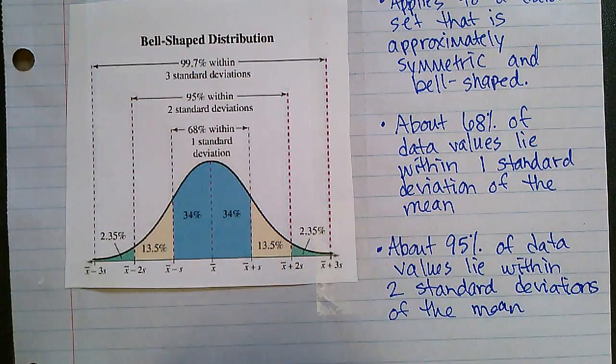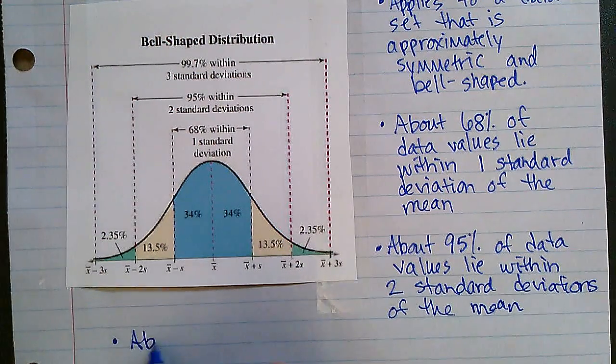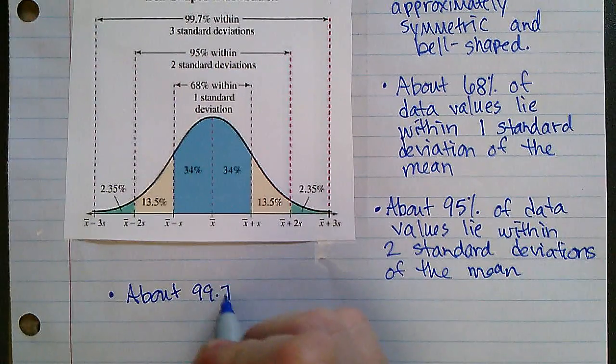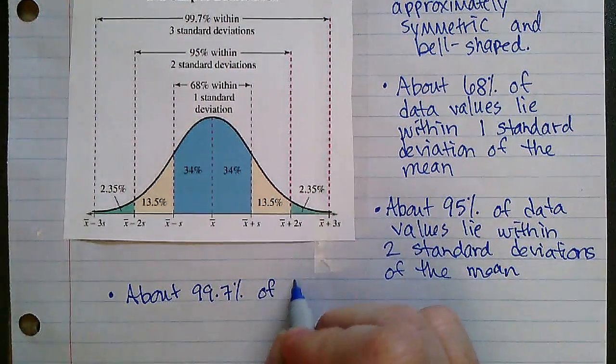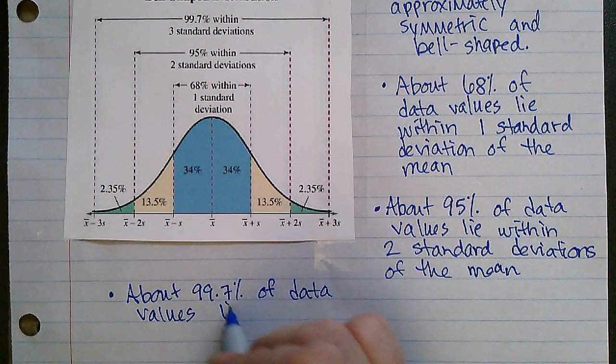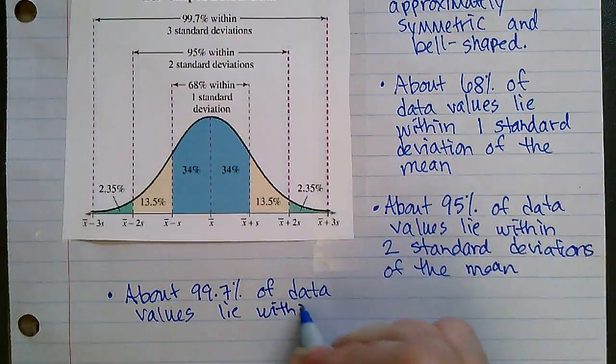And the last one, of course, about 99.7% of the data values lie within 3 standard deviations of the mean.